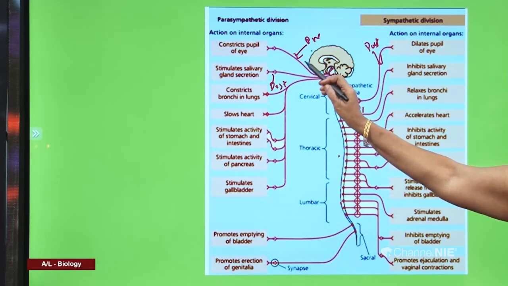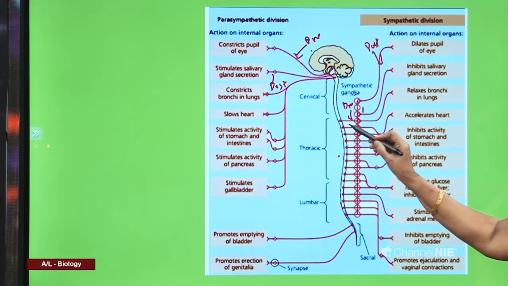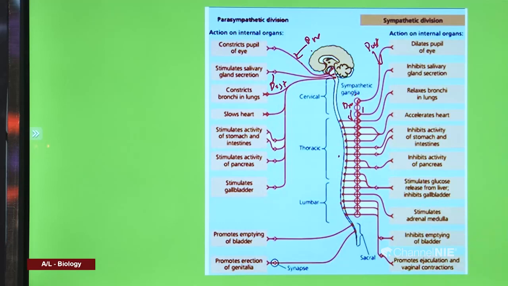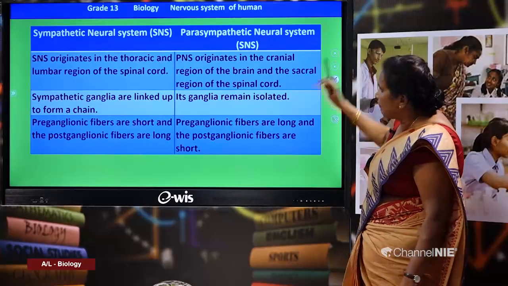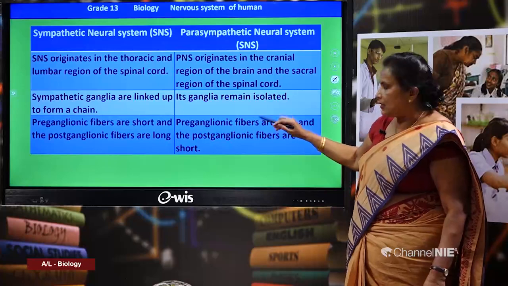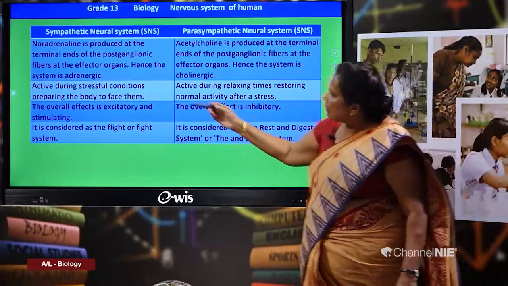Parasympathetic preganglionic fiber is long, but in the sympathetic, preganglionic fibers are short, and the other one is also the opposite, right. So likewise there are so many differences between the sympathetic nervous system and the parasympathetic nervous system. Preganglionic fibers are short and postganglionic fibers are long.